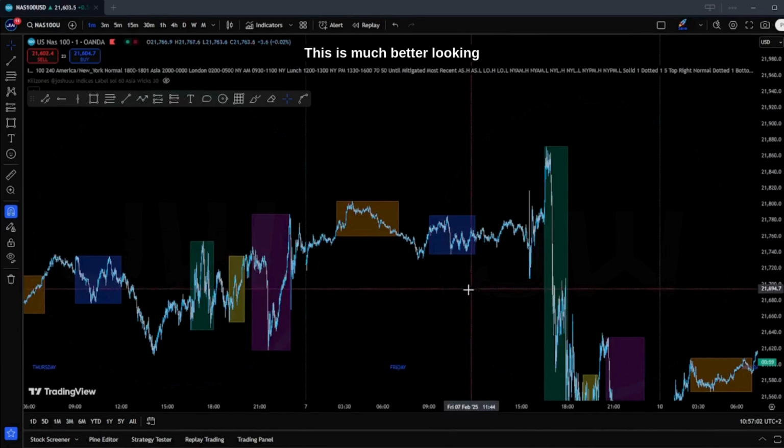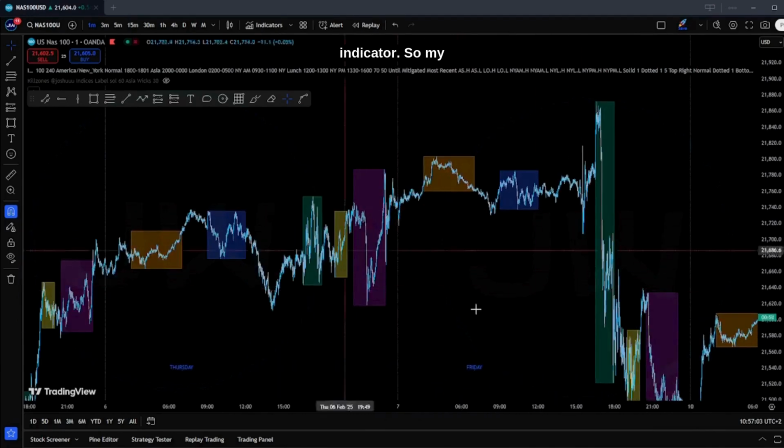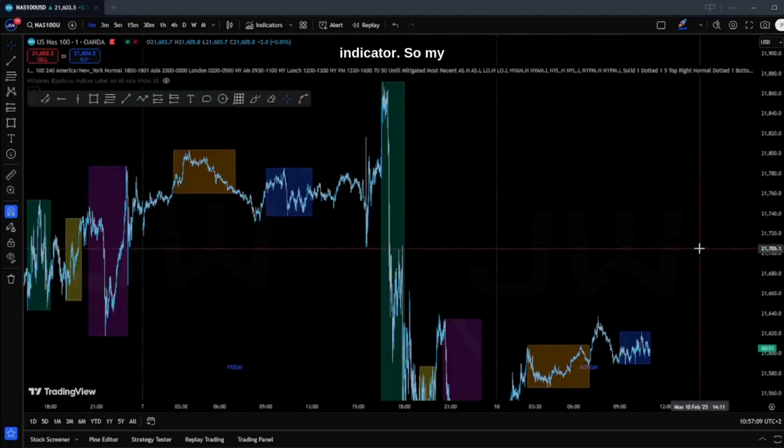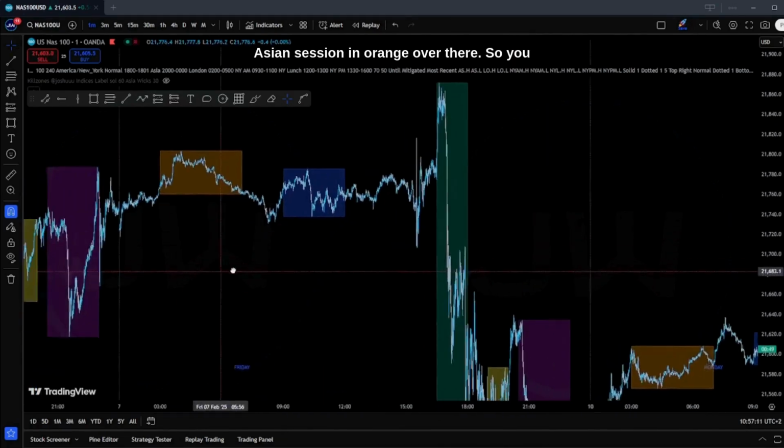Here we go. This is a much better looking indicator. So my Asian session in orange over there.